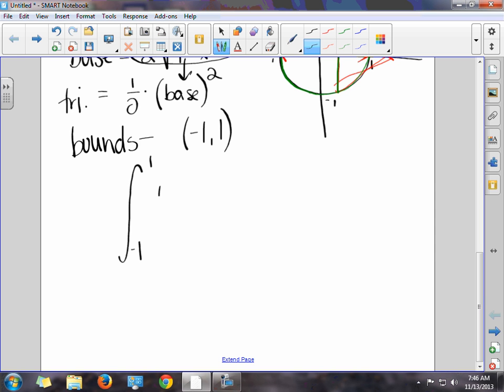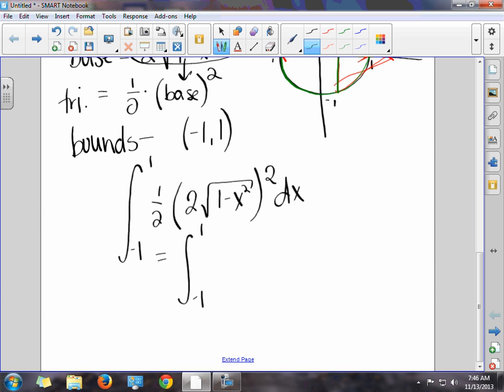And then my formula is 1/2 times my base, which is 2 times the square root of 1 minus x squared, all squared dx. And then I will simplify a little so that it's not so difficult for me to integrate. And I end up with, this is going to be 4 times 1 minus x squared, so that'll become 2, and I'll put that on the outside, times 1 minus x squared dx.